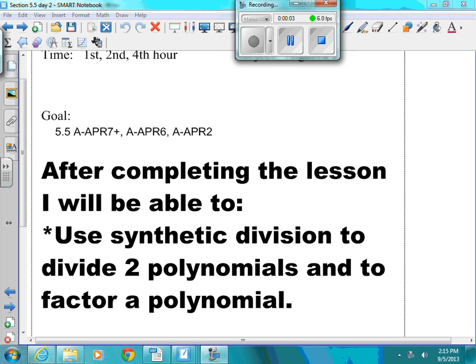Welcome back to Unit 2, Chapter 5, Section 5.5. We learned how to do long division yesterday. Now we're going to learn how to do synthetic division. So our goal today is to use synthetic division to divide two polynomials, and also to use synthetic division to factor a polynomial. You can also use long division to factor a polynomial as well. I just think once you see synthetic division, you want to use it whenever you can.